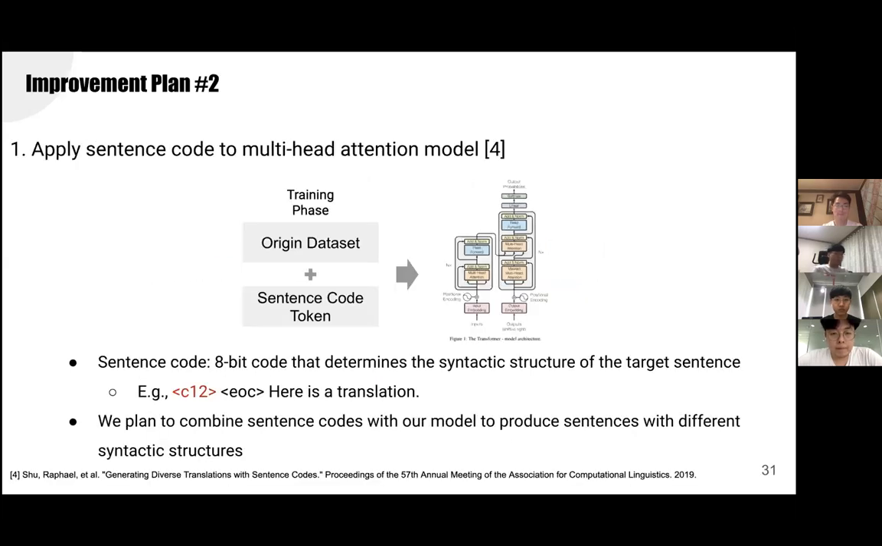Our second line of improvement is to apply sentence codes to the current model. This is from another comparison paper, which uses sentence codes by conditioning on the code and determining the syntactic structure of the output sentence. So we are also going to use the same approach on our current model to see if it really increases the diversity of the output sentences.